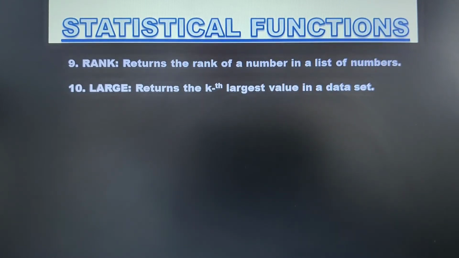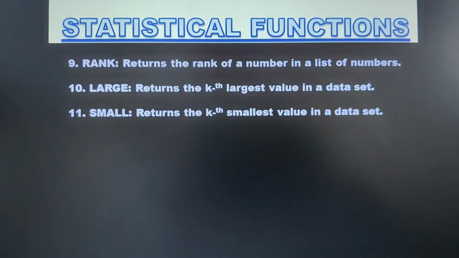Similarly, we have the next option here, SMALL. What is this SMALL? SMALL also returns the kth smallest value in the data set. That means if you want the fifth smallest, the second smallest, or the first smallest, in a given range of cells it helps you find the kth smallest value in the data set. I hope this theory part is clear. Now let us see the practical part, how these functions are going to work.